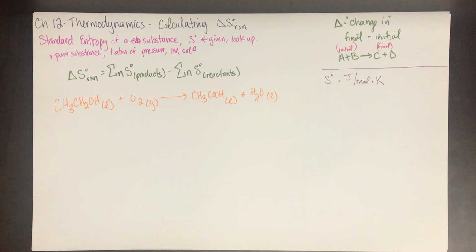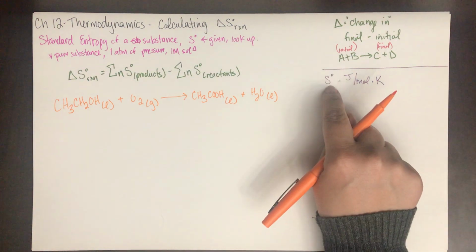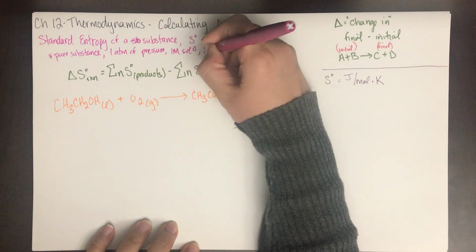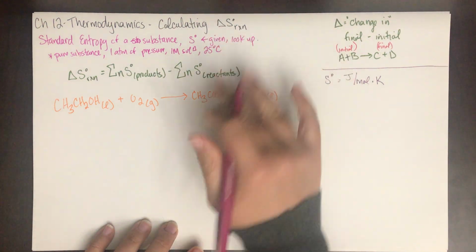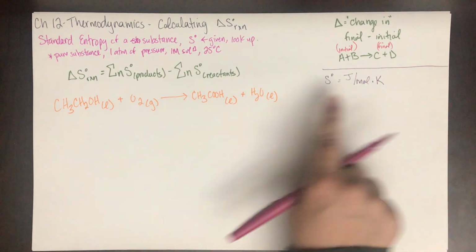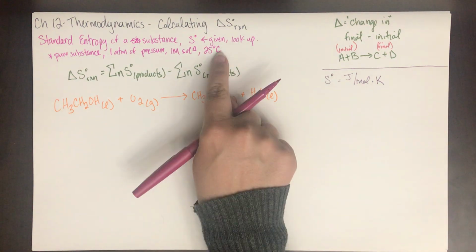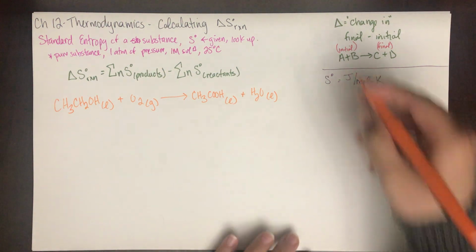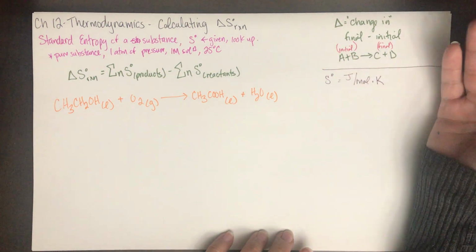Okay. So what we're going to do is calculate the entropy change at 25 degrees Celsius. 25 degrees Celsius is important because these standard entropies are also at 25 degrees Celsius, or 298 Kelvin. I forgot to put the temperature. So these standard entropies that we would look up in the table are all at 25 degrees Celsius. Okay, so you would look this up.